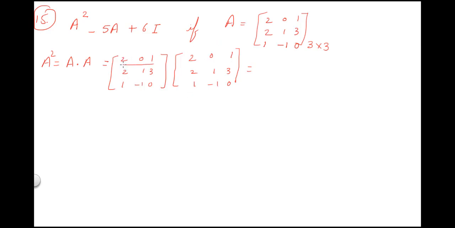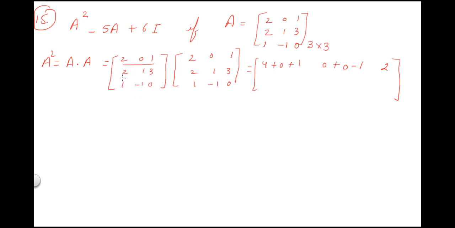So just see, this is the first row, it will get first multiplied with the first column. 2 cross 2 is 4 plus 0 cross 2 is 0 plus 1 cross 1 is 1. So you got the first element. Now you are going to get the second element. How? 2 cross 0 is 0 plus 0 cross 1 is 0 plus 1 cross minus 1, we get minus 1. Okay, then 2 cross 1 is 2, then 0 cross 3 is 0, and 1 cross 0 is 0, so we get 2 only. Okay, similarly we have to do for second row and third row.